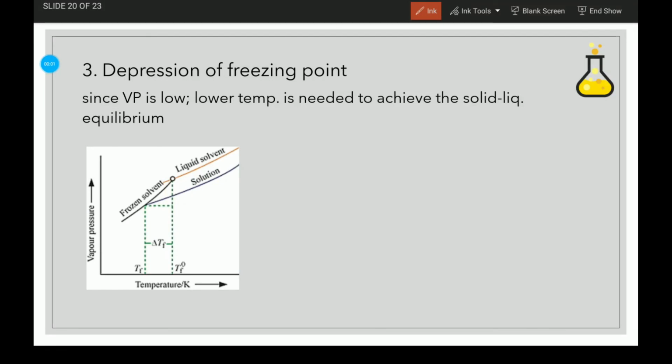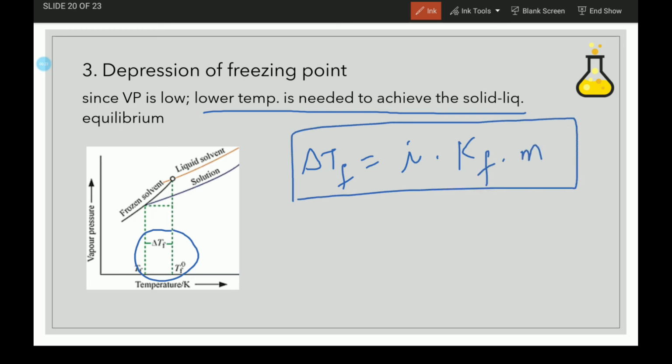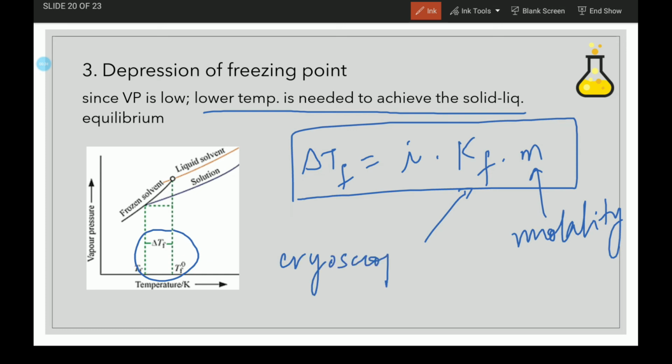The third colligative property is the depression of freezing point. Since the vapor pressure is low, a lower temperature is needed to achieve the solid-liquid equilibrium as seen from the graph. This delta Tf is given by the equation i dot Kf dot small m. I is the Van 't Hoff's factor. M is the molality as in the previous case. And Kf is called the cryoscopic constant. Whenever the word cryo comes up, understand that it is related to cold temperatures. Cryoscopic constant.